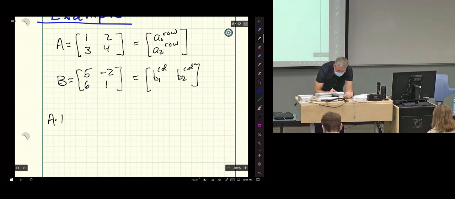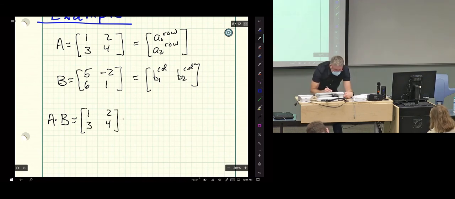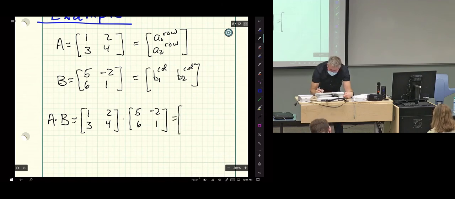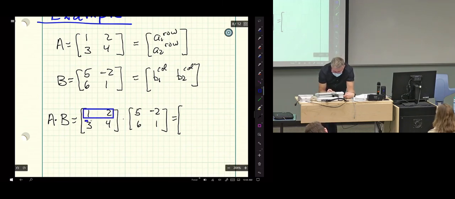So A times B, I'm going to write this out. 1, 2, 3, 4, 5, -2, 6, 1. And hopefully I'll write small enough that this will work, okay? So let's identify rows of A, columns of B.